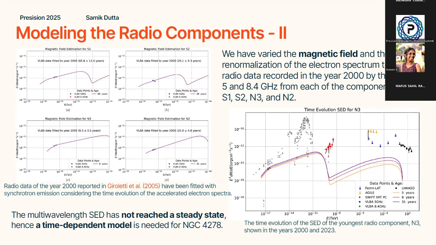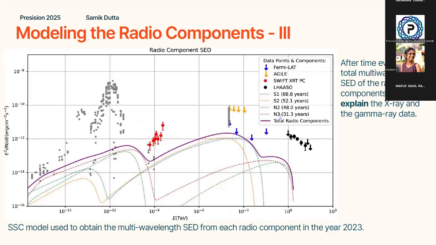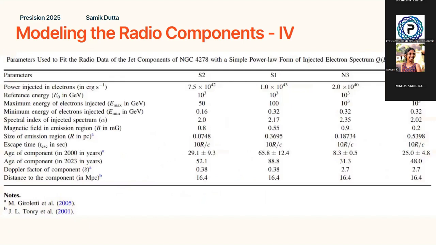We have used a time-dependent model to fit this SED because we say that it is a very young source, so it has not reached a steady state yet. This plot shows the time evolution and how it affects the SED of a source. What we can finally see is that when you add up all these 4 radio-emitting components, you are unable to explain the SWIFT XRT observations and the LHAASO observations of this source. These are the parameters of all the radio-emitting components.